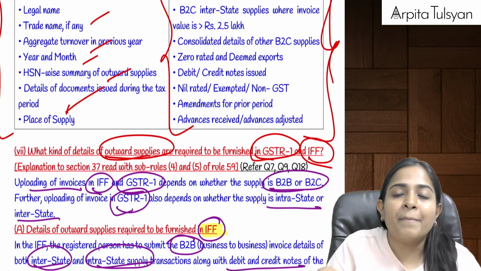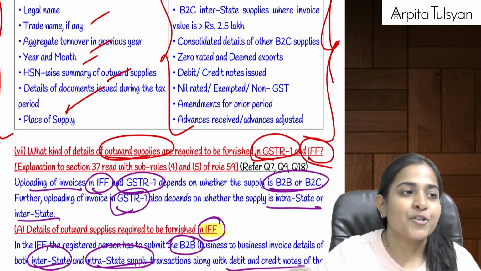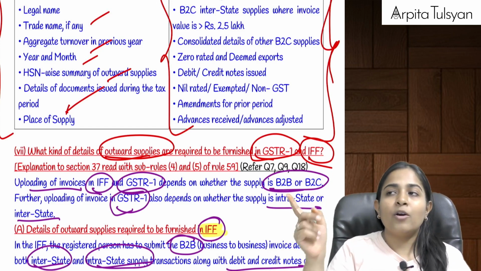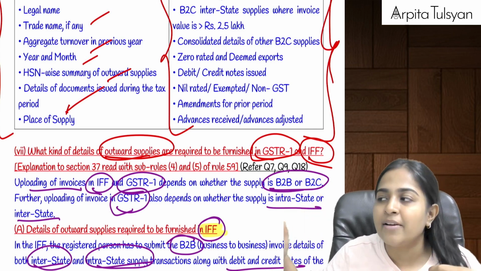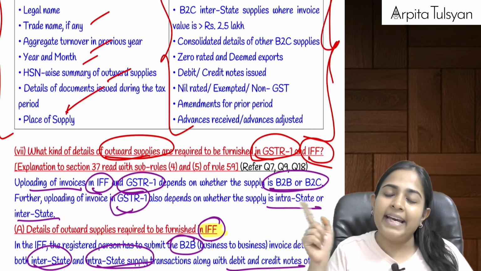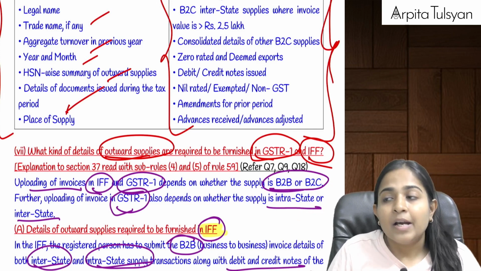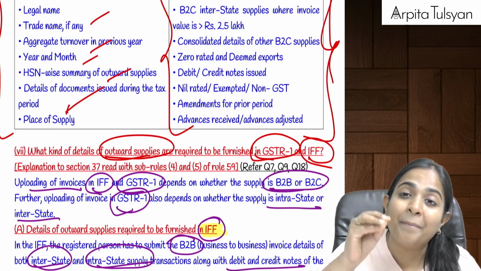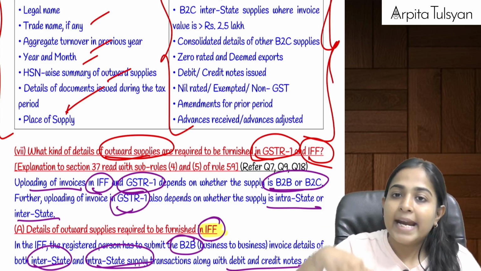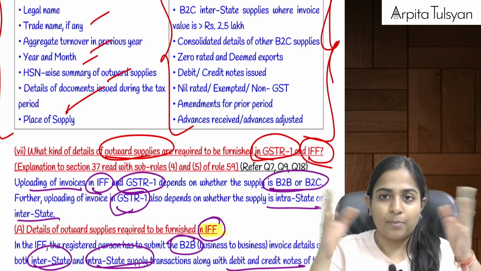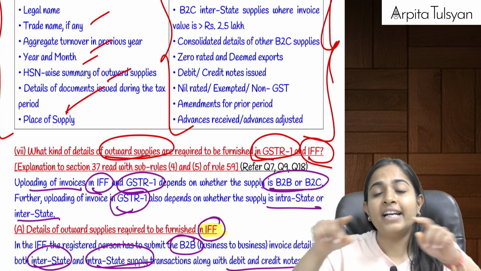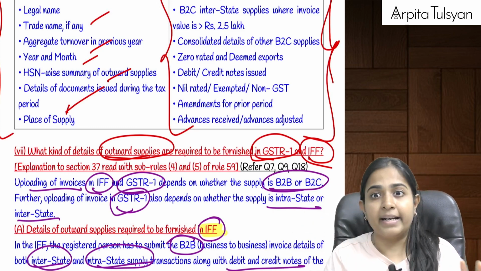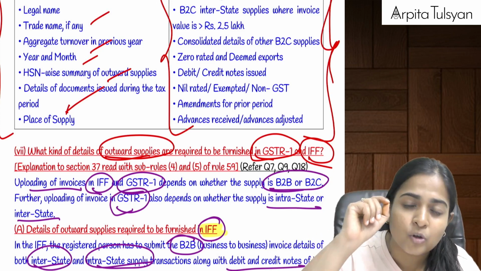What was the main purpose of filing IFF? So that the other person gets the credit. Can we say the other person will get the credit only if he is a B2B, only if he is a registered person? So in IFF, we just have to mention all the details of the B2B invoices, interstate as well as intrastate, both of the details are required to be submitted, but only related to B2B invoices.